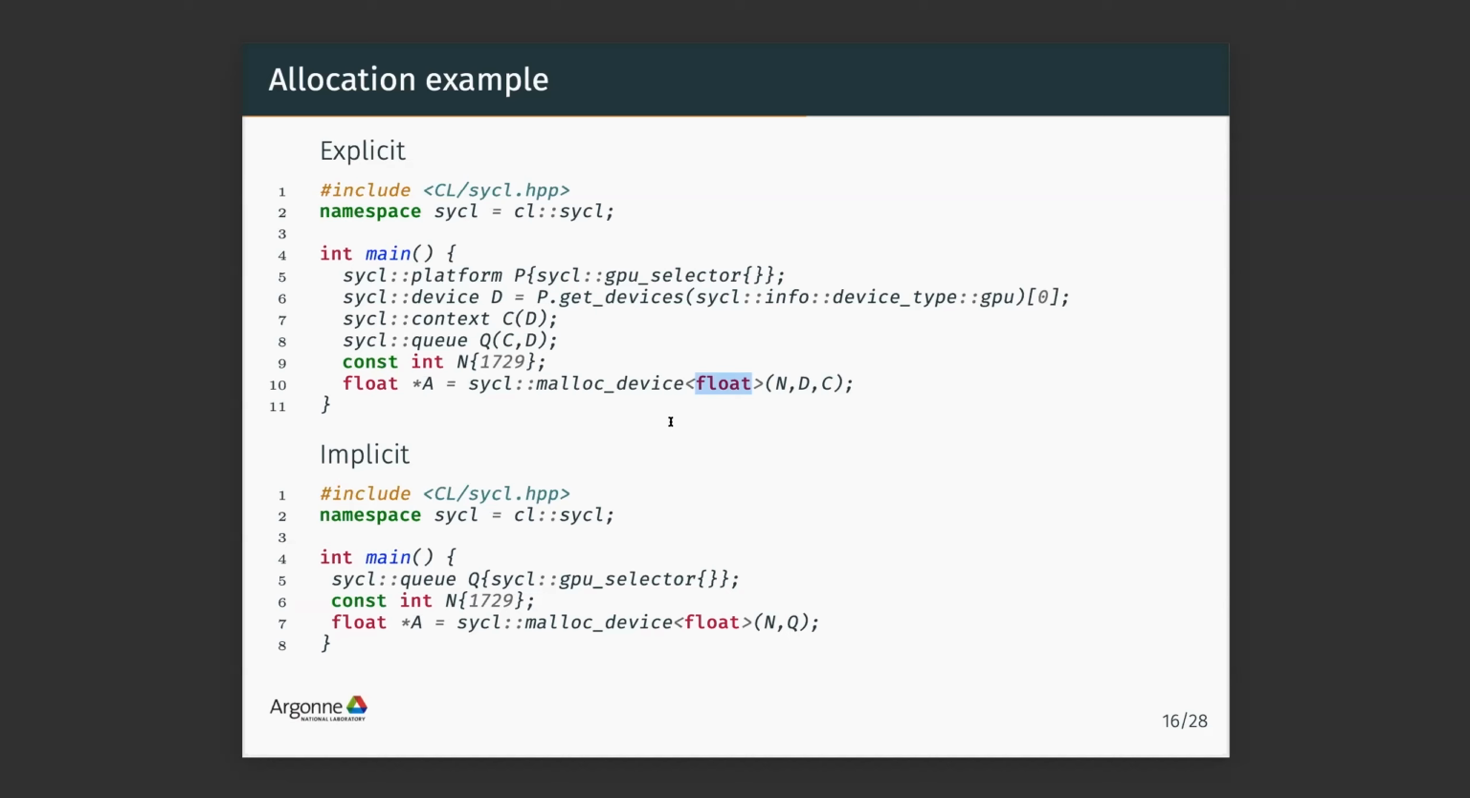And if you want to be implicit, to fit on one slide or to impress your coworkers with the beauty of SYCL and its non-verbosity, you can do that. You can just create a queue. You don't even need to pass a GPU selector. By default, it will choose one device to run on. And afterwards, you can just call malloc device with the queue, and it will work exactly the same.